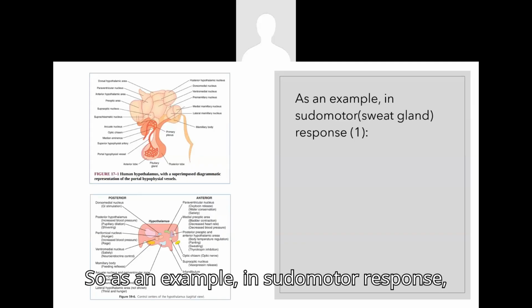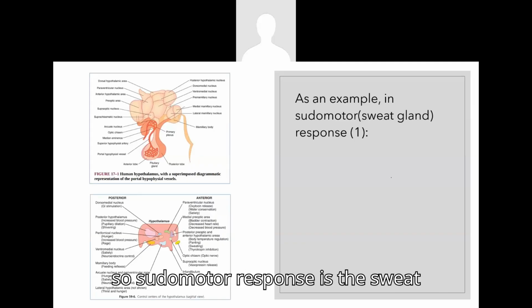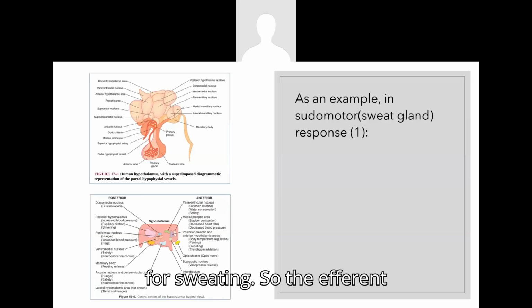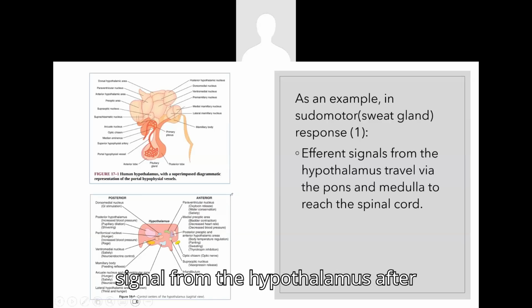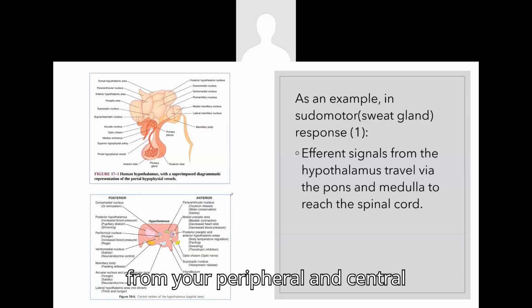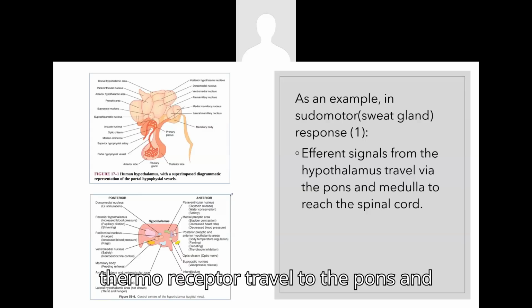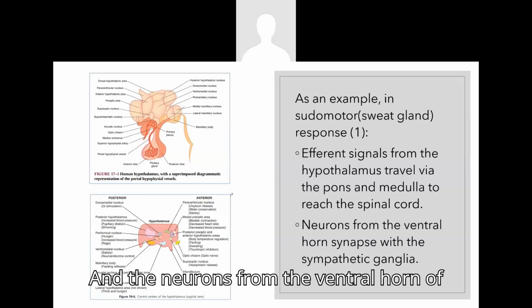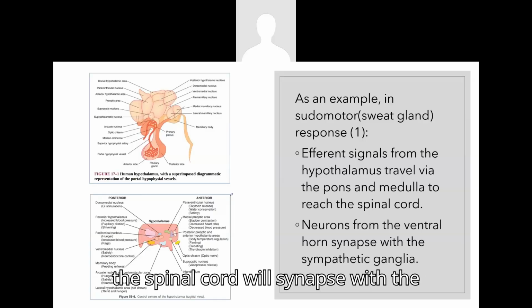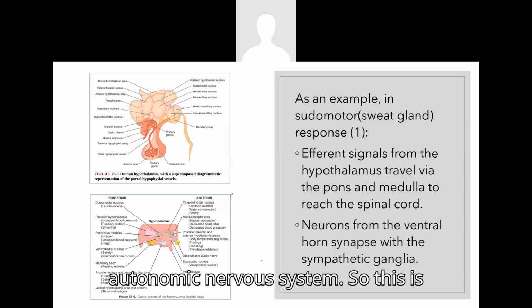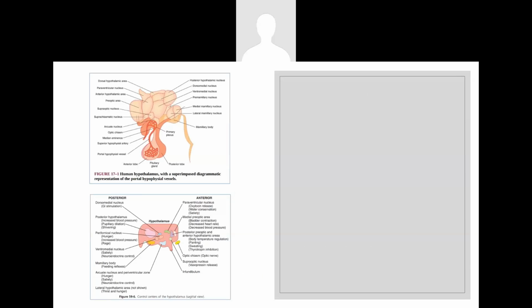As an example, take the pseudomotor response, which is the sweat gland response. So, it is the response for sweating. The afferent signal from the hypothalamus, after processing all the information from your peripheral and central thermoreceptors, travels to the pons and the medulla and reaches the spinal cord. And the neurons from the ventral horn of the spinal cord will synapse with the sympathetic ganglia of your autonomic nervous system. So this is the start of your autonomic nervous system pathway for sweating.